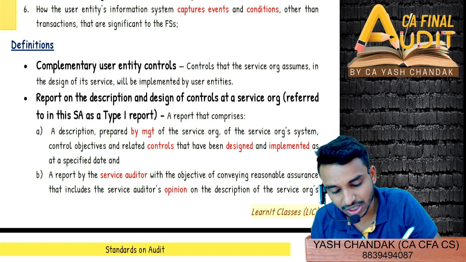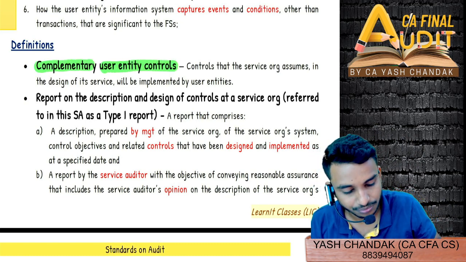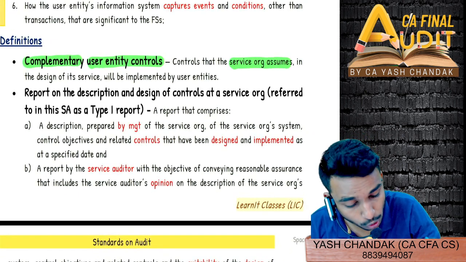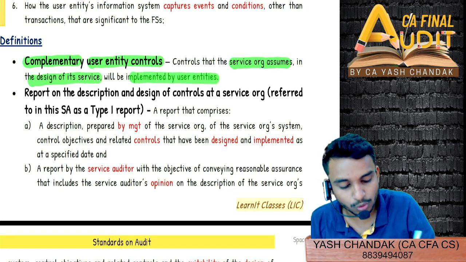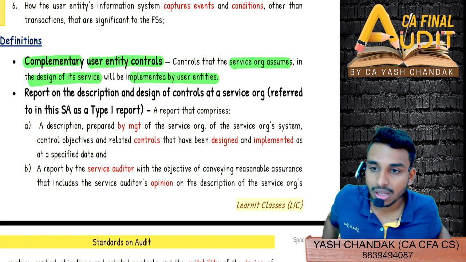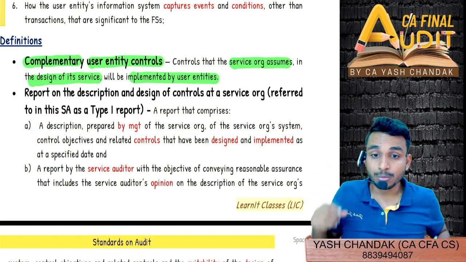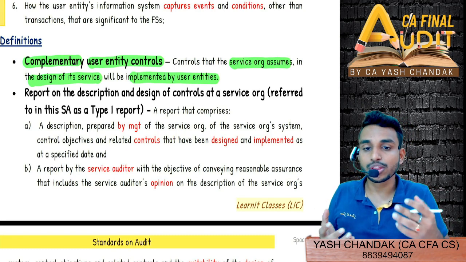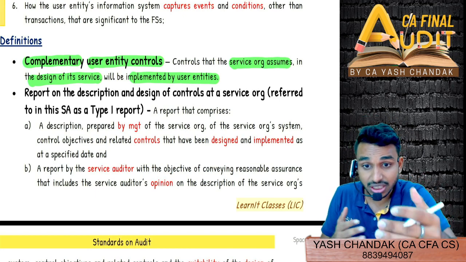Now another important definition you can see is complementary user entity controls. That means controls that the service organization assumes in the design of its service will be implemented by user entities. Example, I am outsourcing you the employee related services, right? Now you also assume, or as a user auditor, he will also assume, that whenever I am outsourcing with you, we have certain relationship, we have certain transactions amongst us.